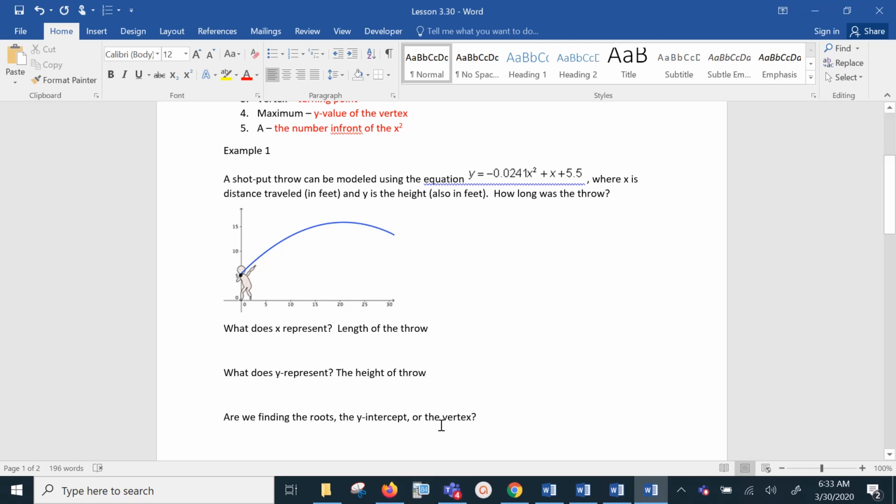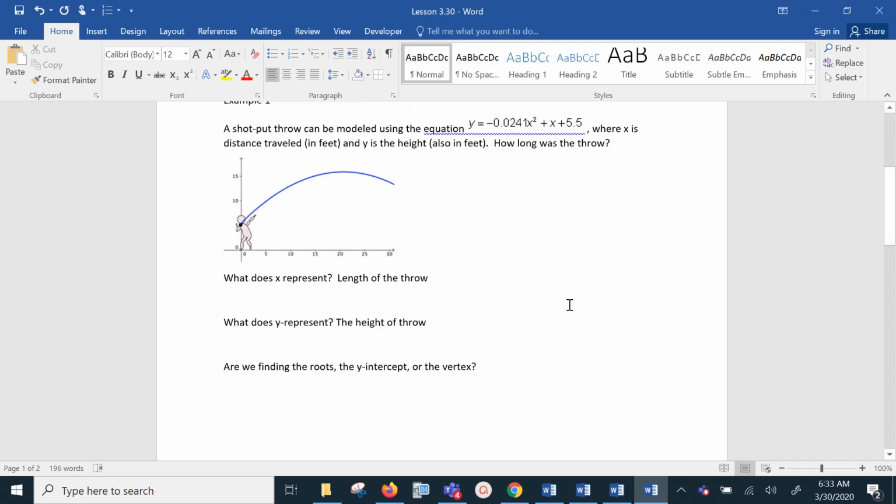So are we finding the roots, the y-intercept, or the vertex? We want to know the length, right? So here's the shot put. We want to know when it hits the ground, right? Because that's the length of the throw. That's how long the throw was. All right. So we need to find the roots because we need to find the length, which is x.